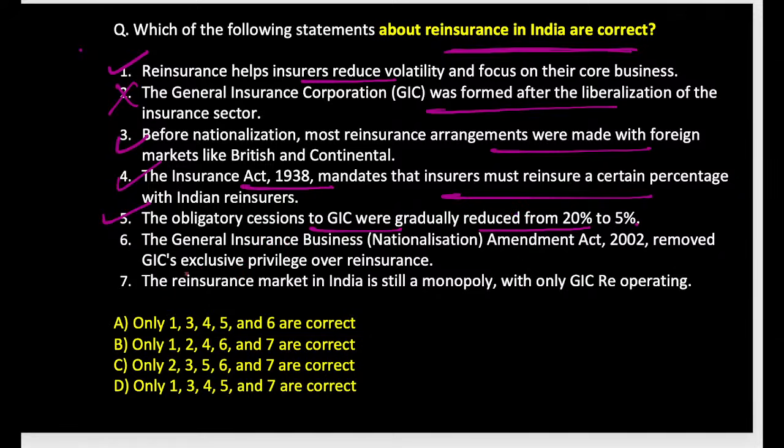Earlier it was 20%. The General Insurance Business Nationalization Amendment 2002 removed GIC exclusive privilege, and we start giving invitation to foreign. Nowadays we have some foreign reinsurer also, along with the other. The reinsurance market in India still a monopoly? No. Now we have foreign, so this is wrong. So 1, 3, 4, 5, 6. A only should be right answer then. Okay.